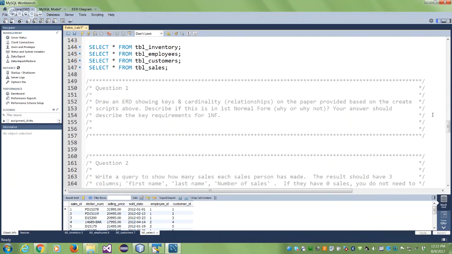So are all these tables in the first normal form? They are definitely in the first normal form. Each of them has a primary key, and I don't see any repeating groups of data. I don't see any non-atomic field.